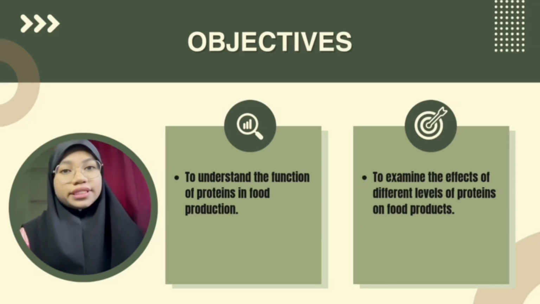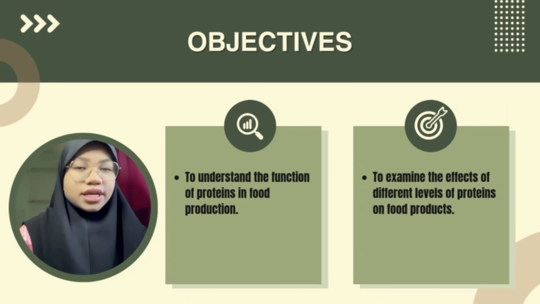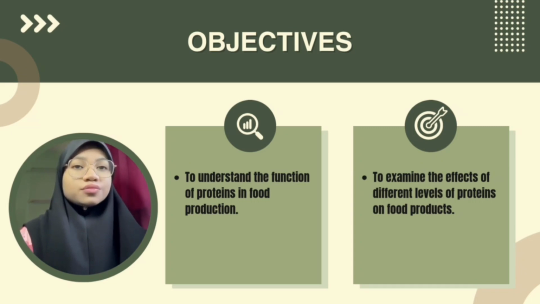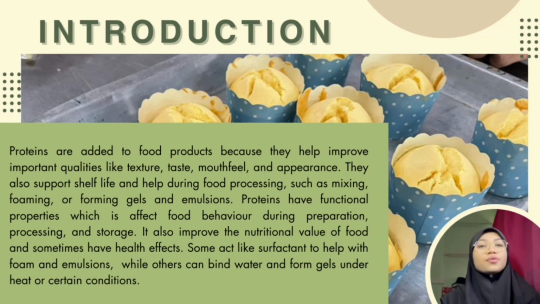Today, our objective is to understand the function of protein in food production and to examine the effects of different levels of protein on food product. Why is protein needed in our product? Proteins are added to food products because they help improve important qualities like texture, taste, mouthfeel, and appearance. They also support shelf life and help during food processing, such as mixing, forming, or forming gel and emulsion.